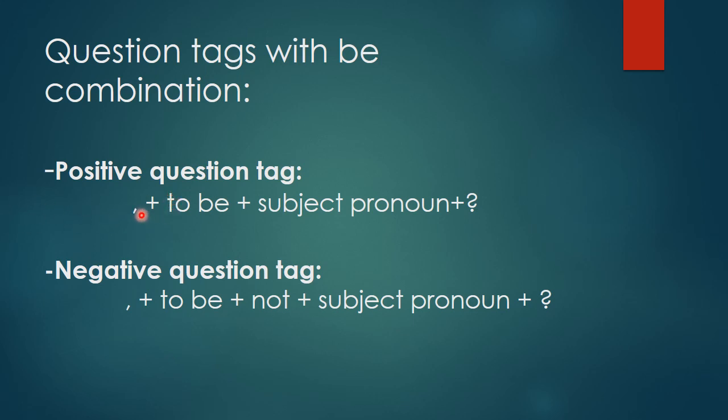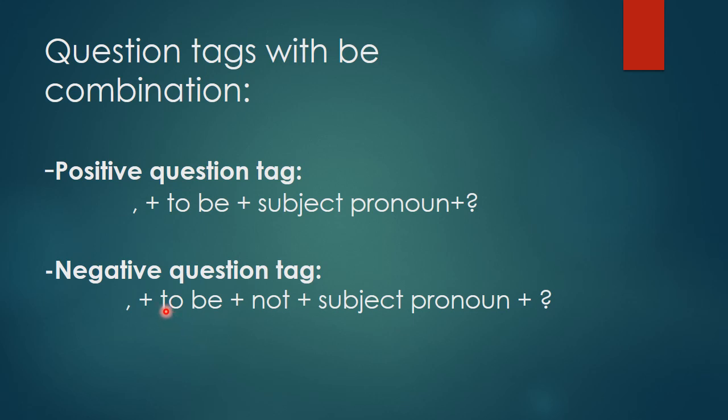So after the comma comes verb to be, and after the verb to be is the subject pronoun. It's a pronoun that refers to the subject. Okay, then comes a question mark. Okay, it's very simple. It's just two things that you have to combine, and that's it. So what about the negative question tag?